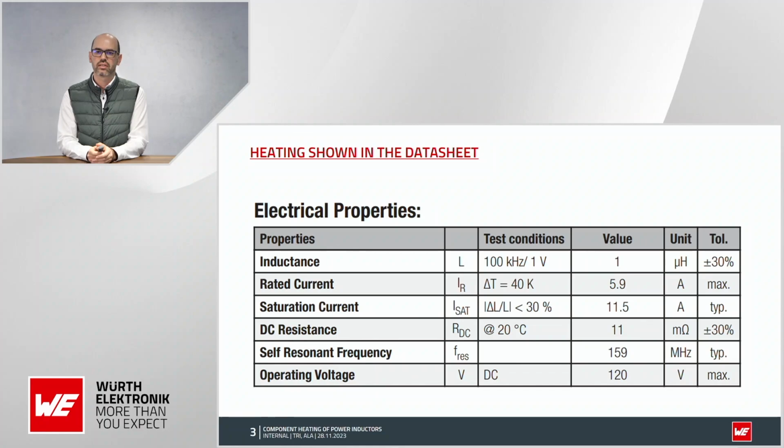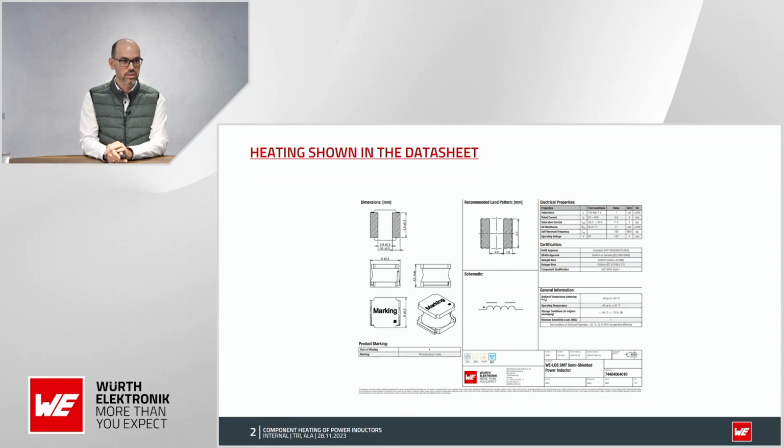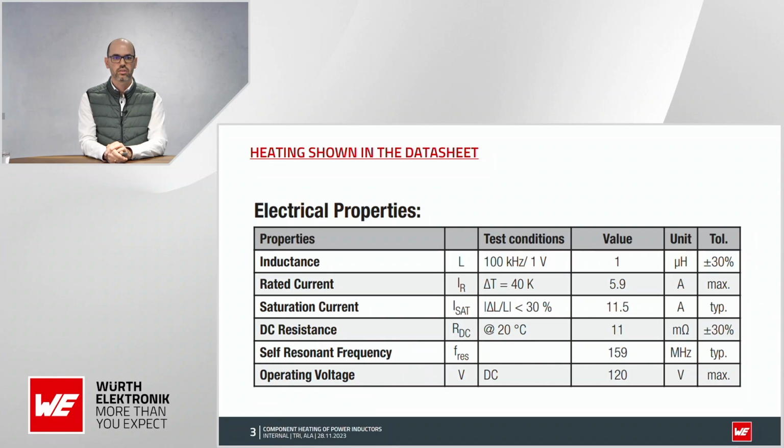We want to talk about heating and where it is shown in the data sheet, and here we have, for example, the data sheet of the WE LQS. And where do we expect a value like self-heating? For sure in the electrical properties. So if we check now these values, we can see there are 6 different ones, and one of these is called rated current.